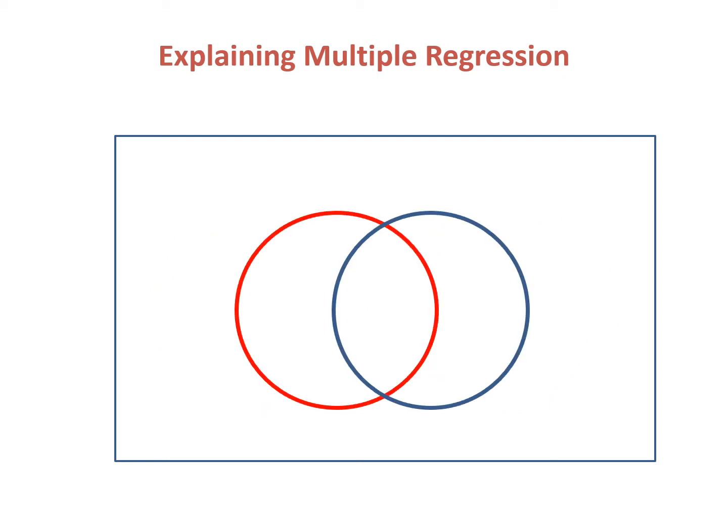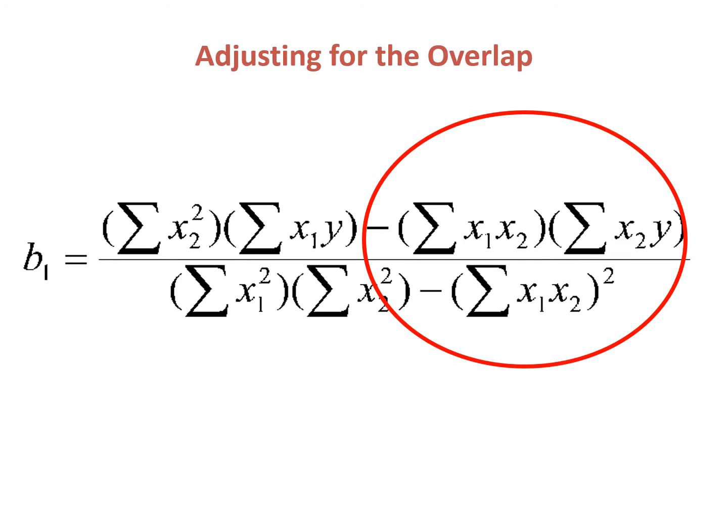However, when independent variables are correlated with each other, there is an overlap. A part of each independent variable explains area also explained by the other independent variable. The formula of the beta in a multiple regression model includes a term that adjusts for this overlap.